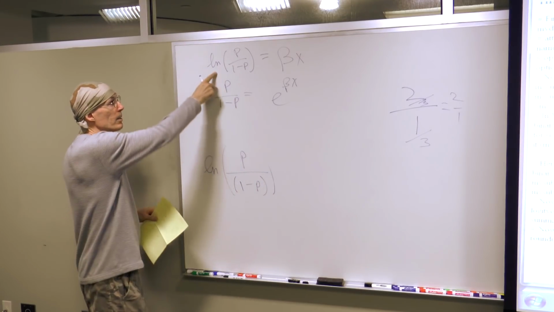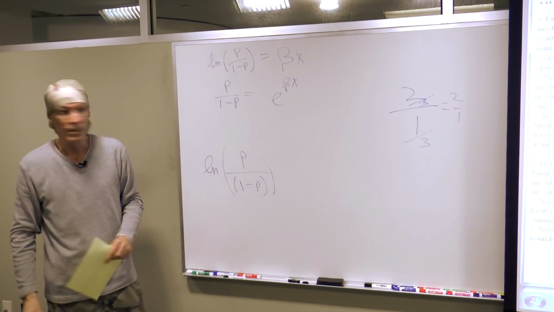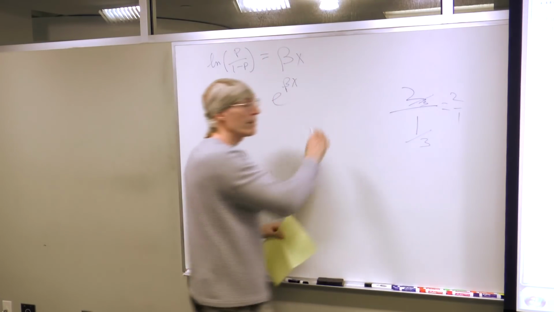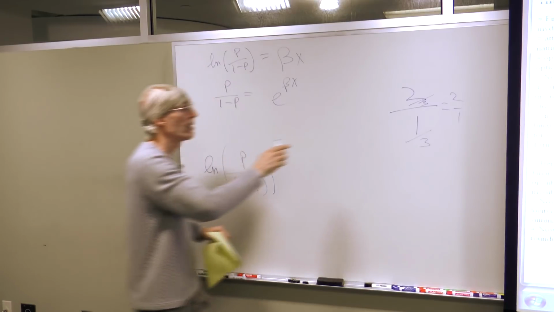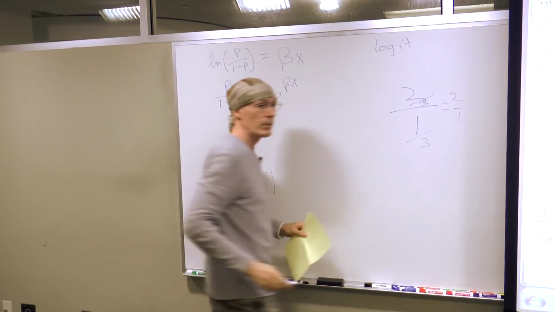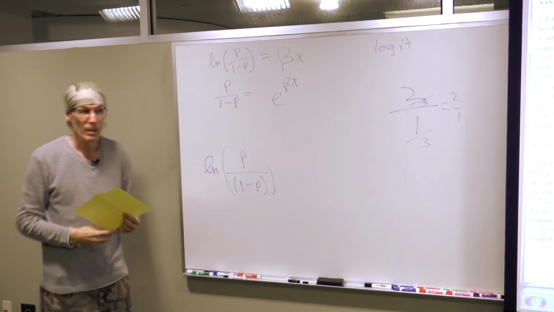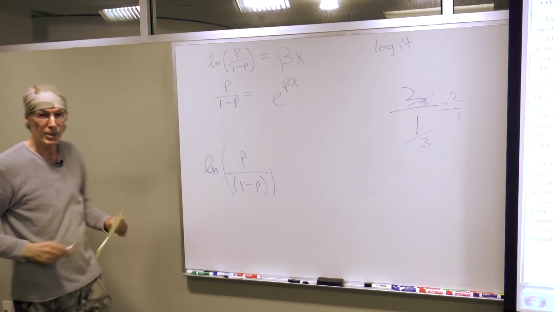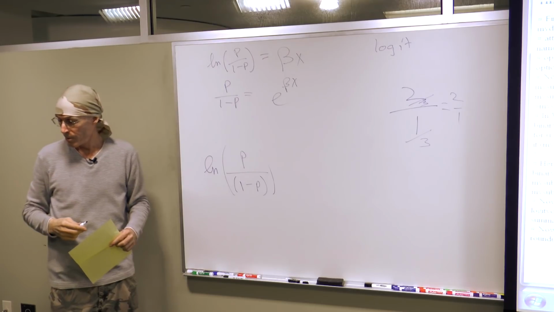This, by the way, is going to be called the logit. That's going to be our new dependent variable, and that dependent variable is going to be called the logit for short, which is the log of the odds ratio. The log of the odds ratio. Okay?